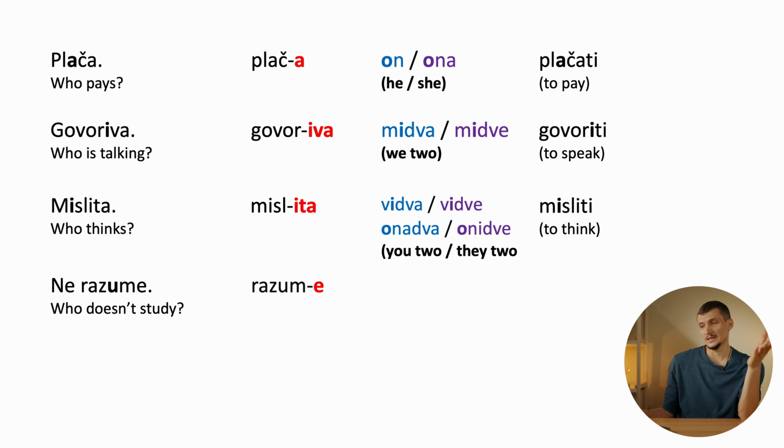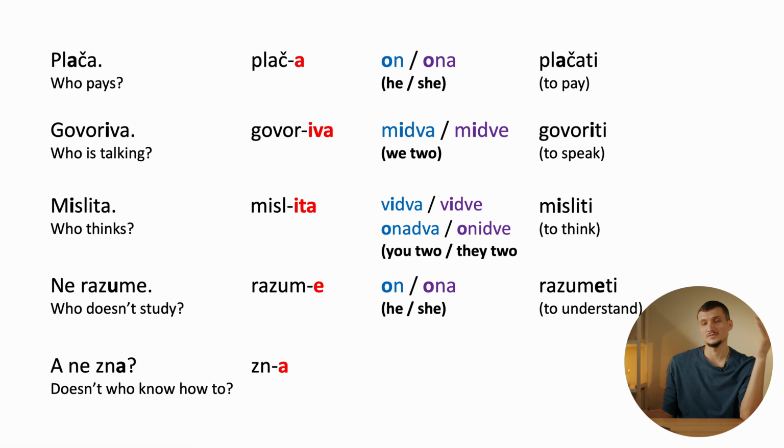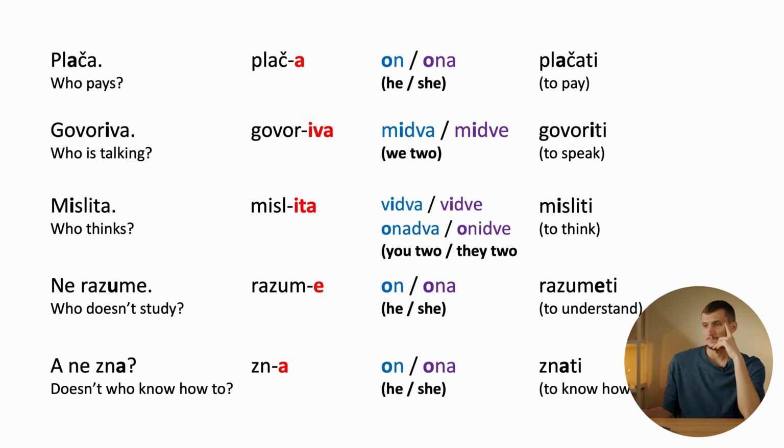Razume and a zero ending, or you can think of it as a final e, like im, ish, e. Razumem, razumesh, razume. And that is, of course, he, she. Razumeti. A ne zna, doesn't who know how to. And that is either zna plus zero ending, or you can think of it in terms of ash, a. A is he, she. On, znati.